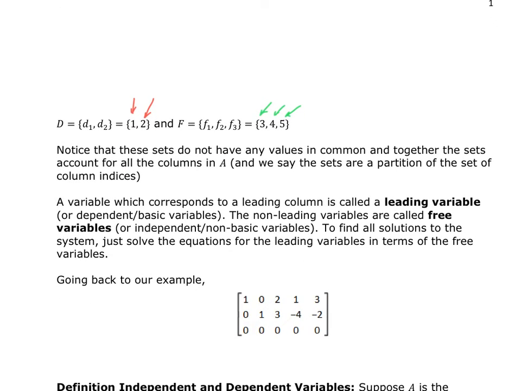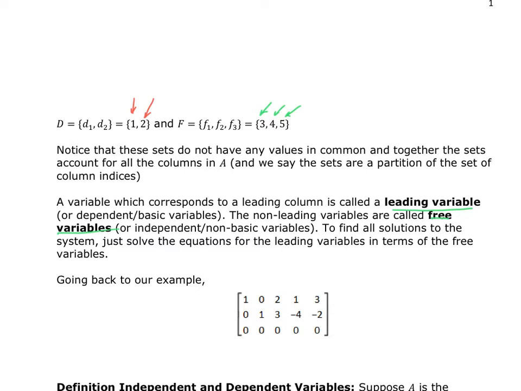So what we know is that the variables that correspond to the leading columns, we call those leading variables, or dependent, or you might even hear them as basic variables. The non-leading variables are called free variables. So you hear it being referred to as free or independent or non-basic variables. So to find all the solutions to the system, we are just going to solve the equations for the leading variables in terms of the free variables.